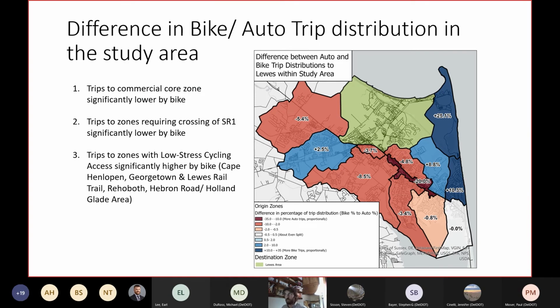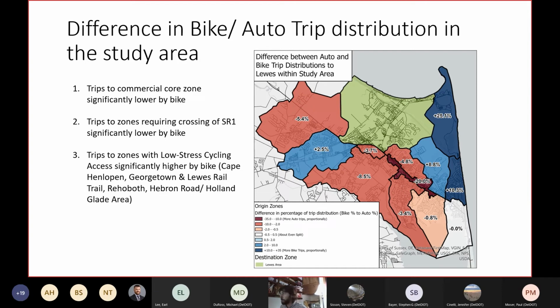This map is basically just a difference. Red shows proportionally more automobile trips originating from that zone, and blue shows proportionally more bicycle trips originating from that zone. So what does this tell us? Well, the glaring one is that the trips to the commercial core, which we're calling that commercial area that includes the outlets and in general the commercial Route 1, as well as a few shopping centers, are significantly more by automobile. That's pretty obvious, right?